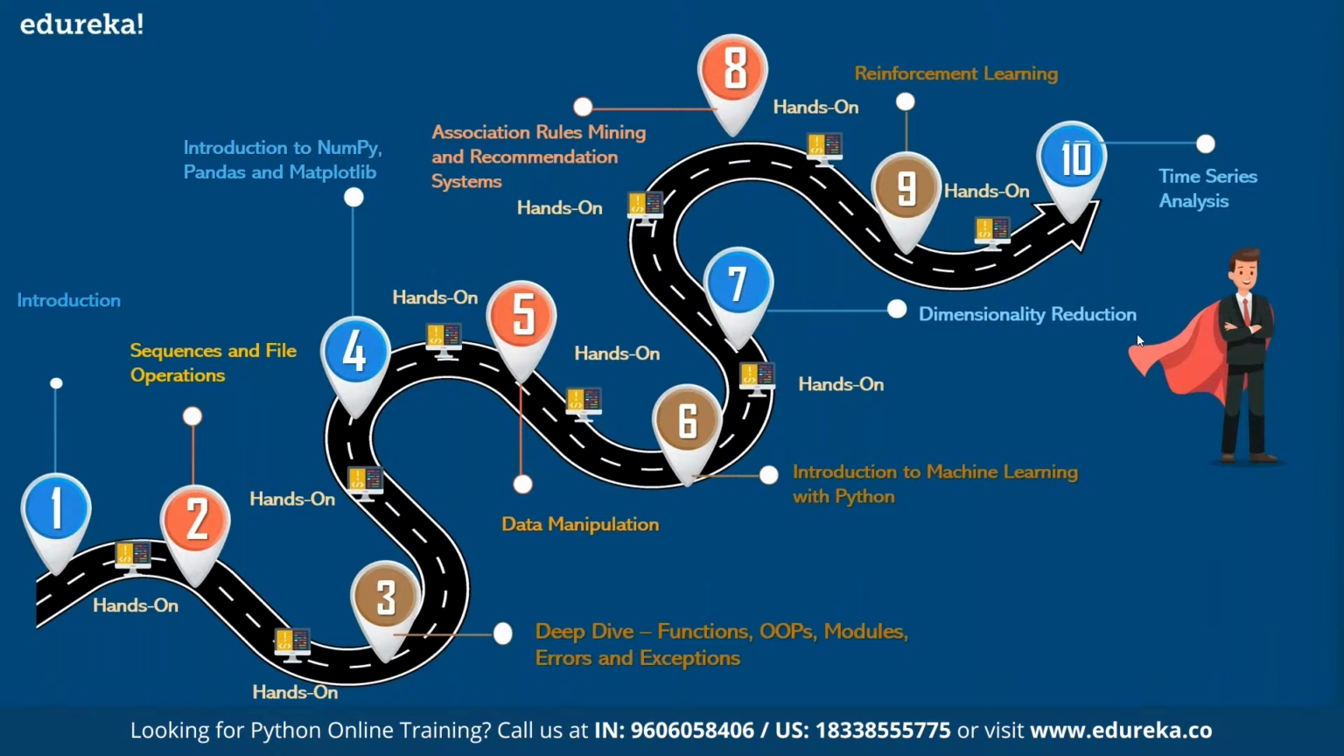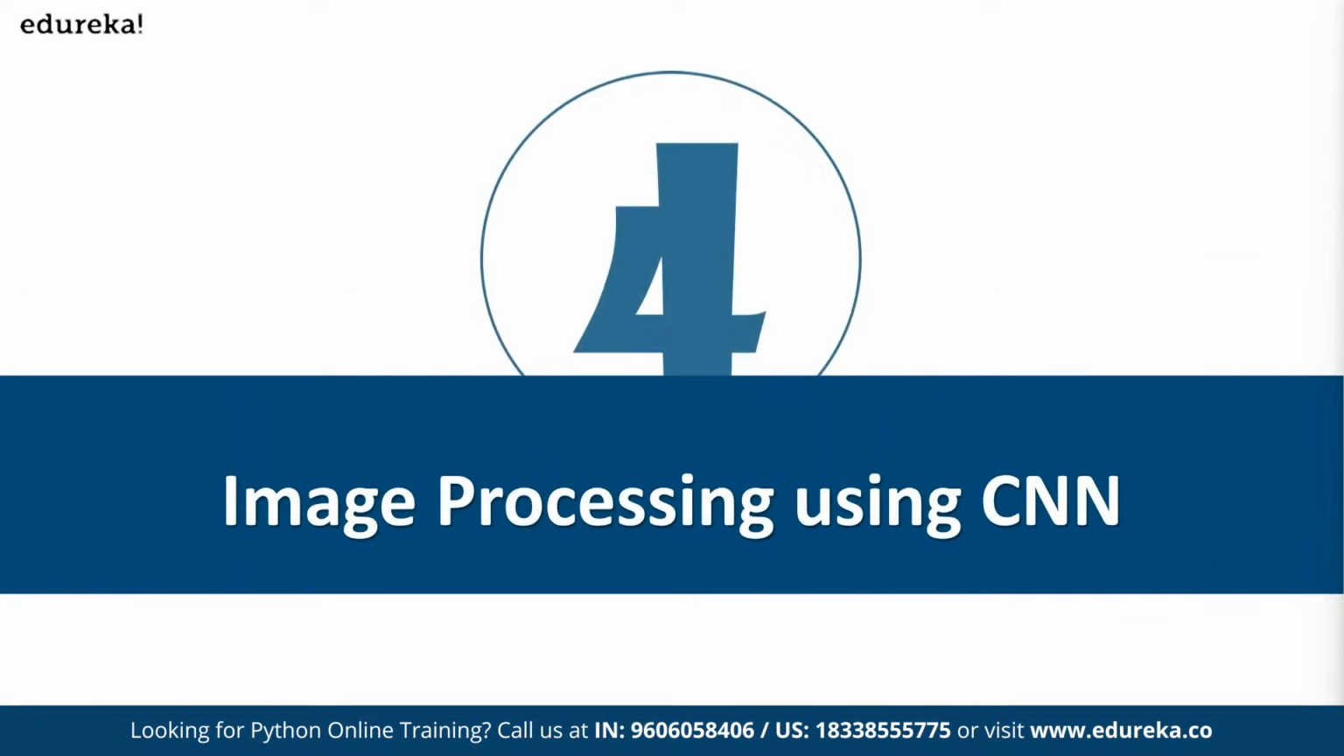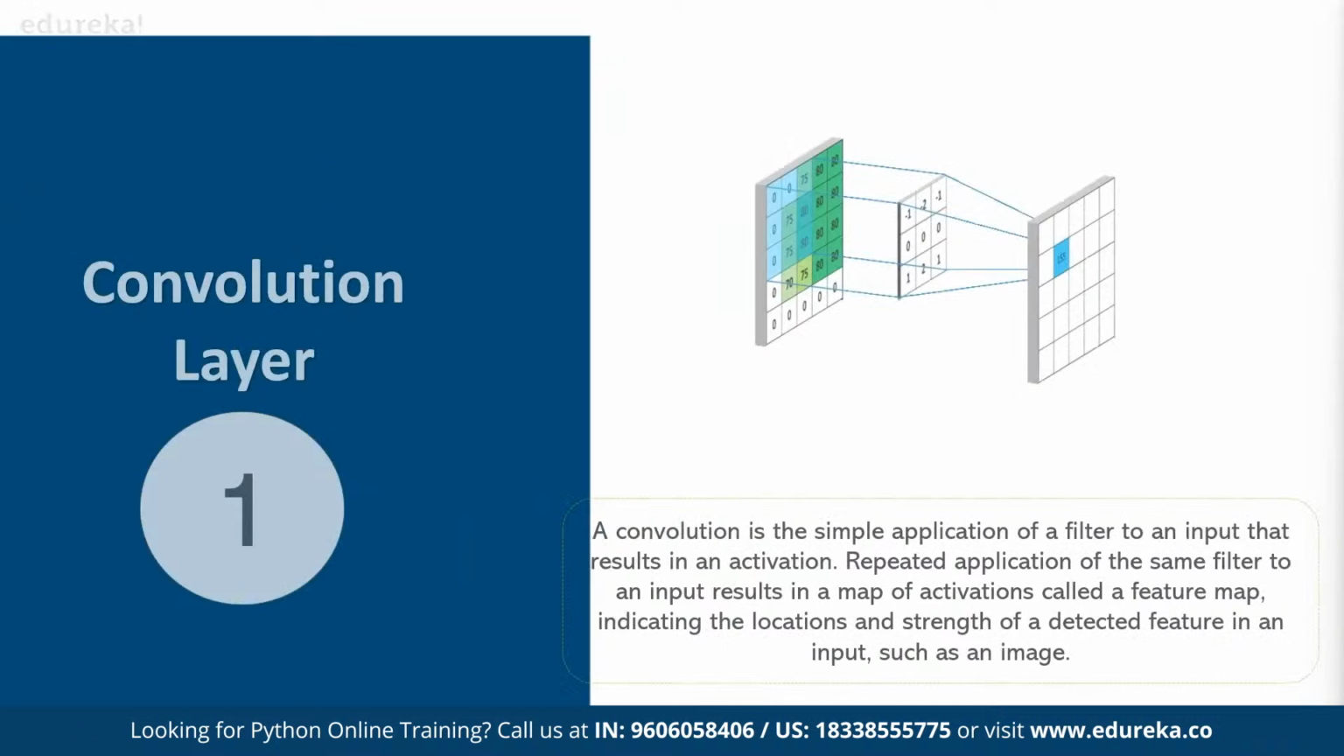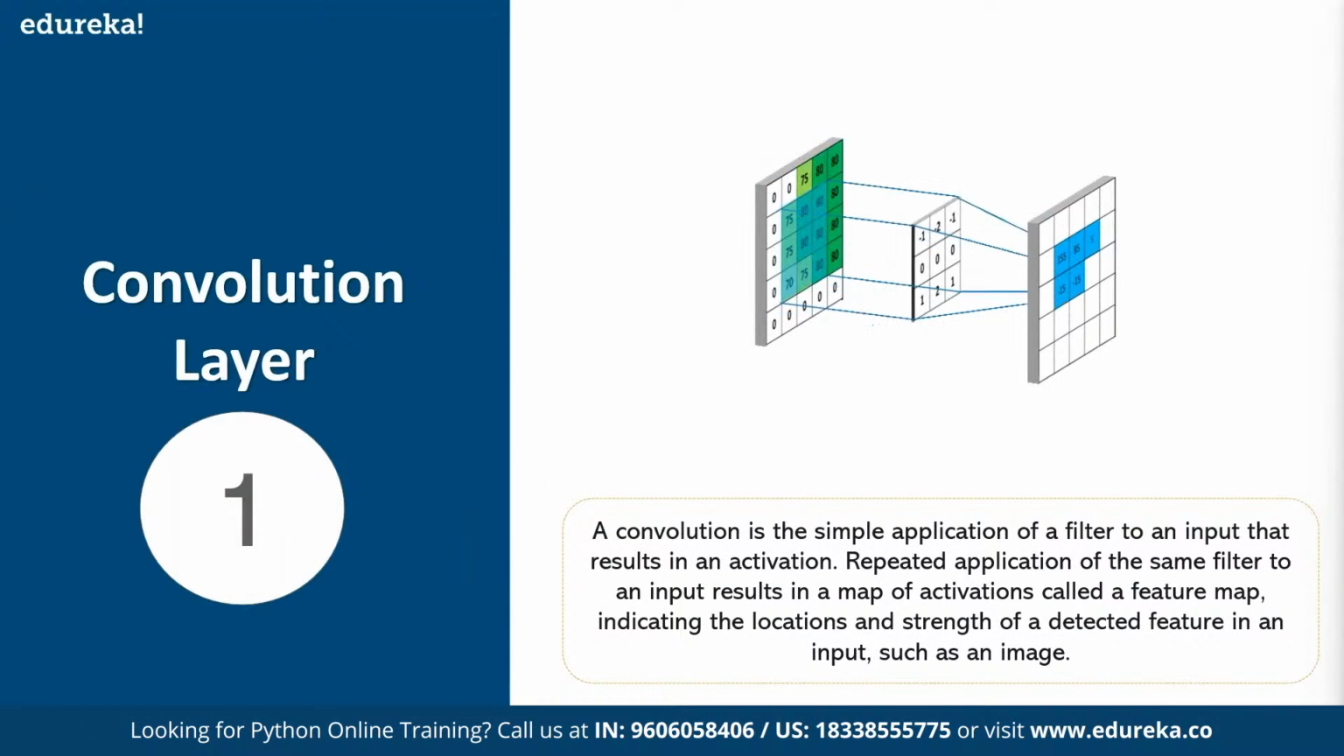Now as we progress in today's agenda, let's see how the data gets processed in CNN, guys. When I talk about image processing in CNN, first we'll have a convolution layer. This convolution is like the application of a filter. As I mentioned, the data gets processed through various layers, and one such layer is called the convolution layer. In this convolution layer, you are going to select a filter.